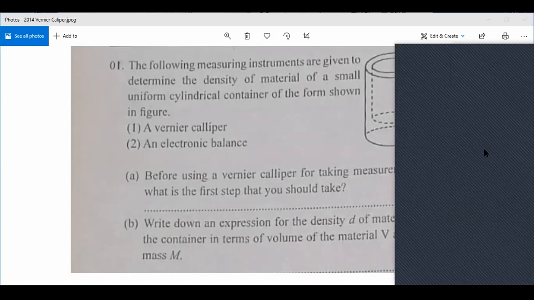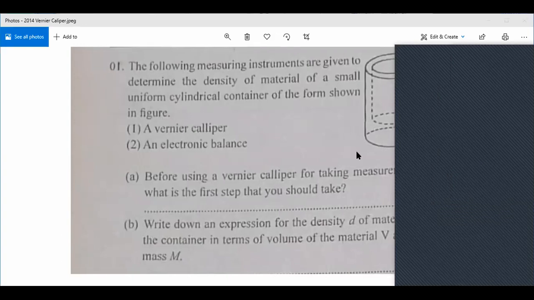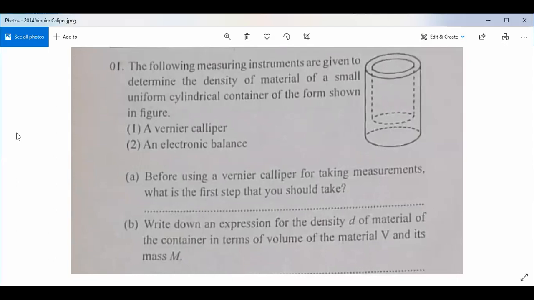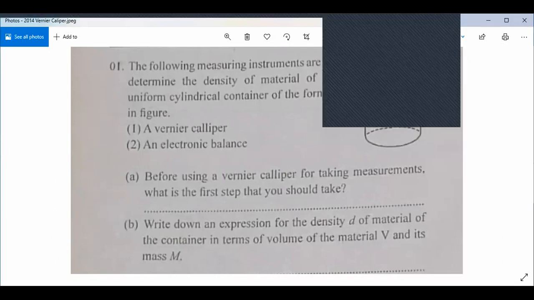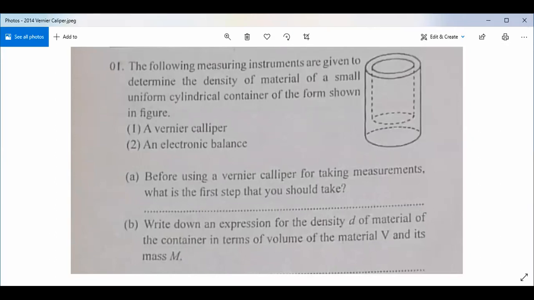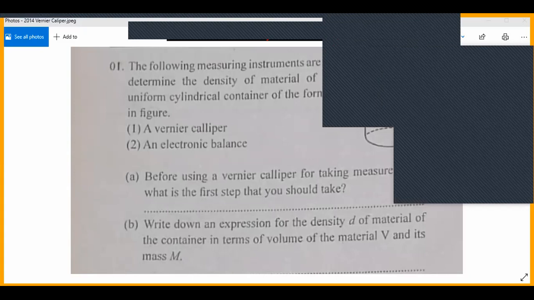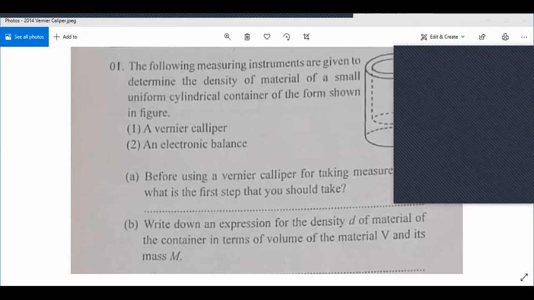Excuse, please ask again. I didn't hear you properly. Sorry, I didn't hear you properly. Please ask it again. So what is the topic, sir? 2014 A. 2014 first structured essay question.